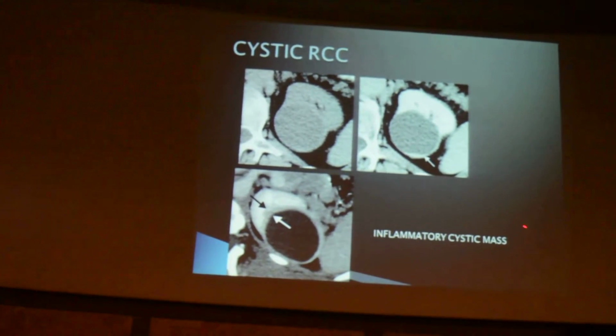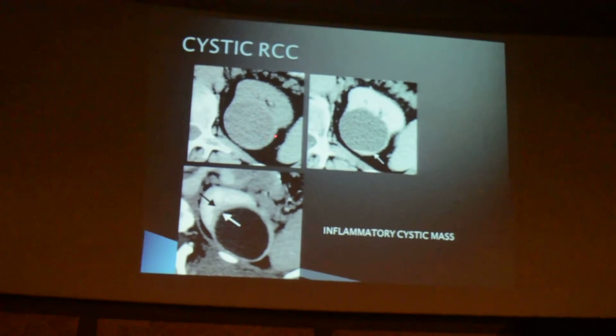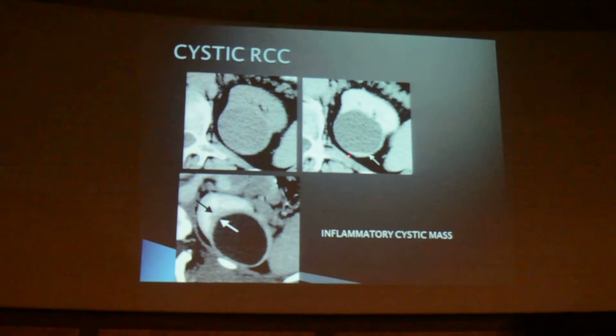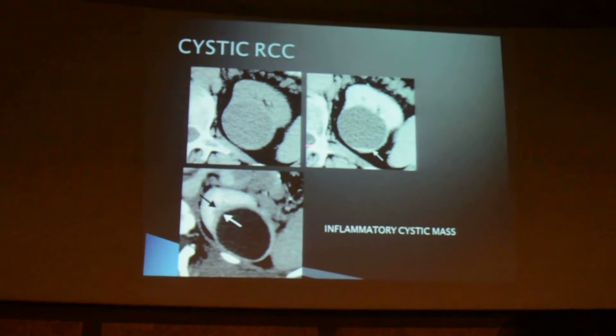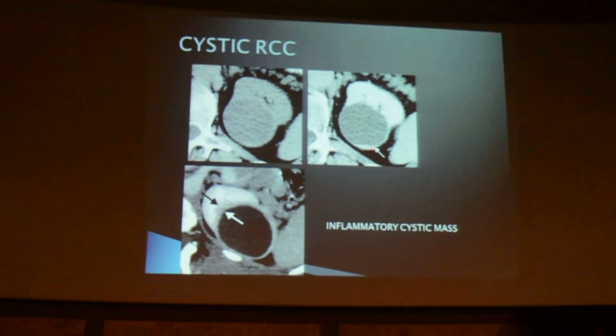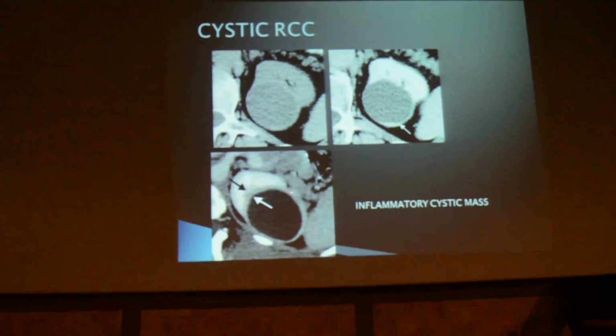Differentiation of the inflammatory cystic mass from a cystic RCC. You can see this wall. You can see this is not very clear on the plain scan. You can see this thick enhancing wall in the posterior aspect. And this is an inflammatory mass.